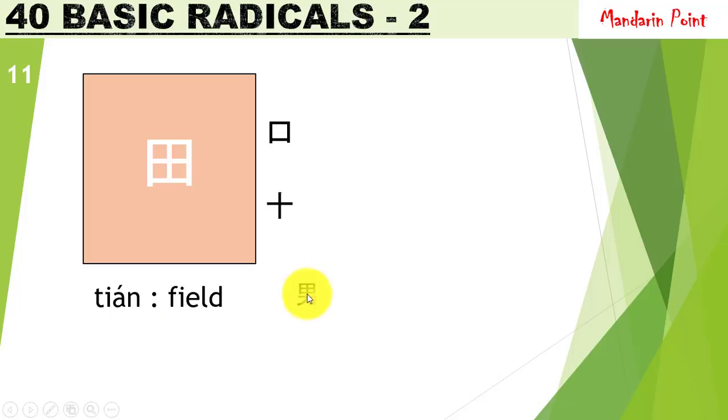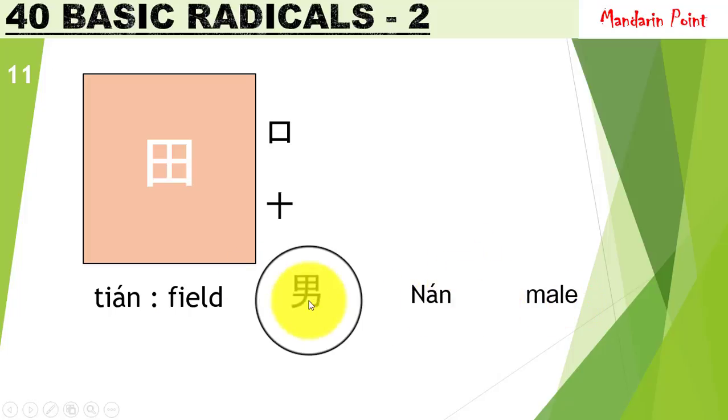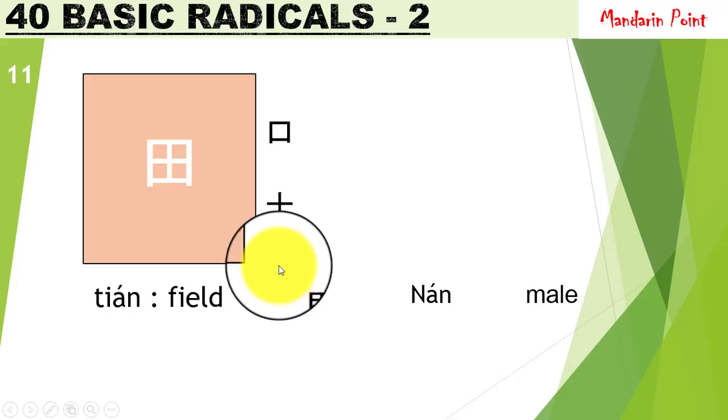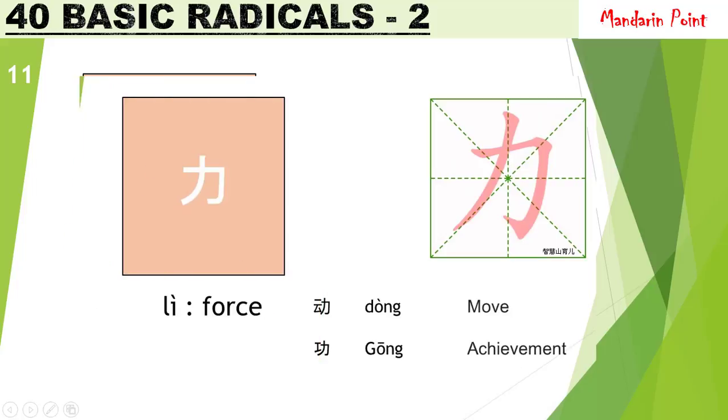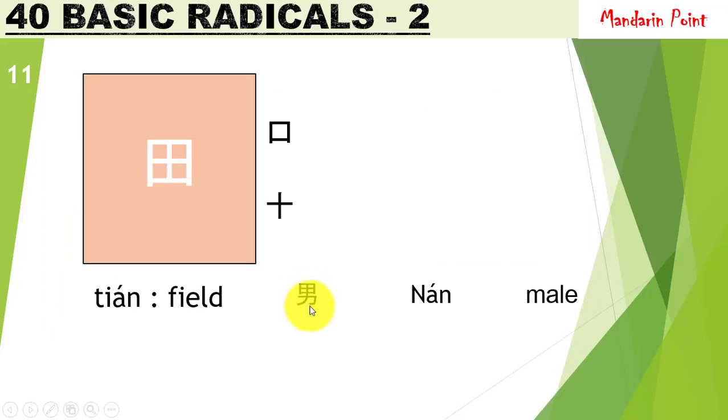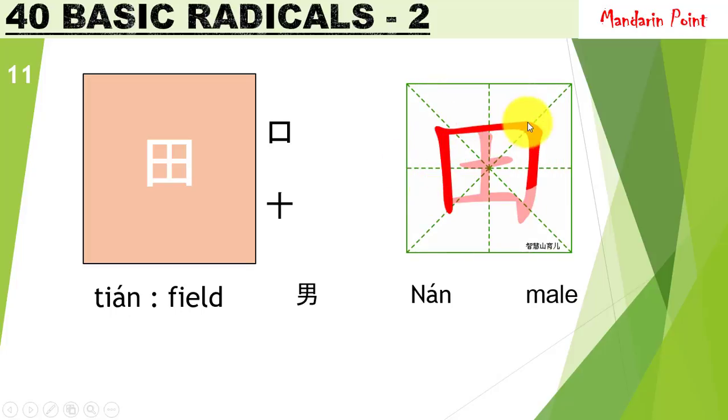For example, here we have nan, nan meaning male persons. So you can see that it is composed of this tian and this is li, our first radical that we have studied today. So the effort being done in the field is usually from the male persons. And deriving it from the basic simple strokes: vertical stroke, hang chu, hang shu, hang.